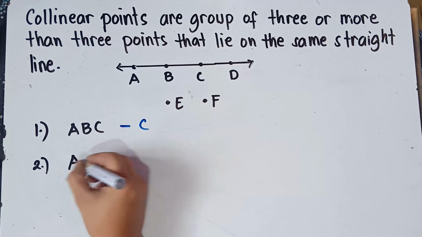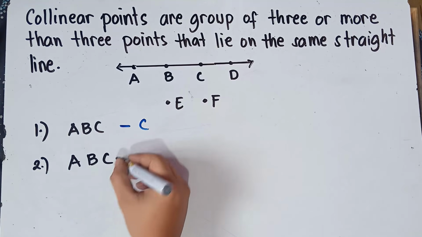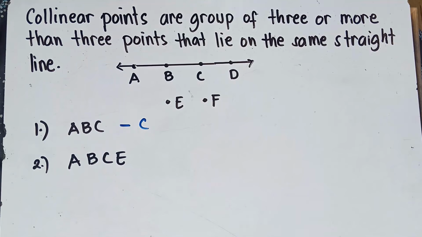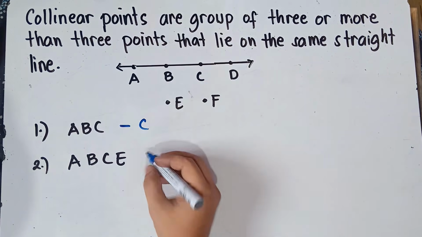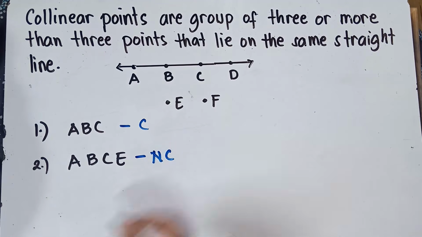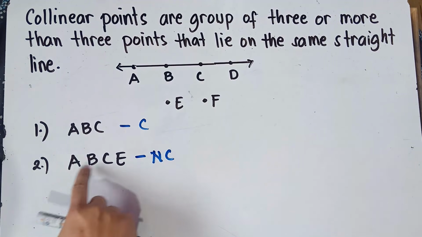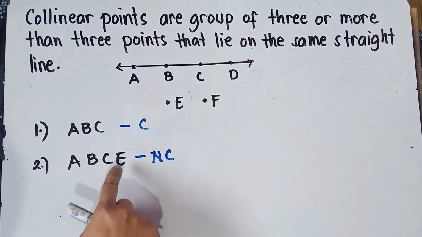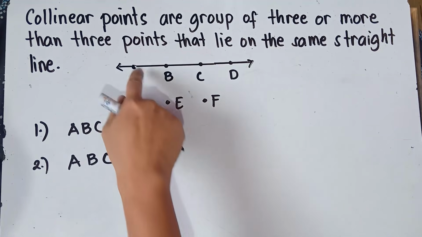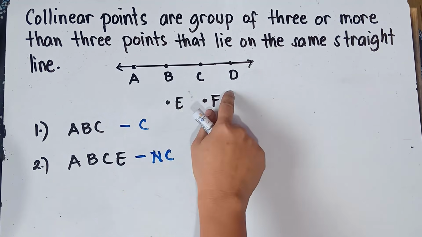If we have A, B, C, and then E, is it collinear points or non-collinear points? That's correct. It should be non-collinear points because point E doesn't lie on the same straight line. So therefore, this is NC, non-collinear points. Once again, class, A, B, and C are collinear points, but we have point E, which doesn't lie on the same straight line.